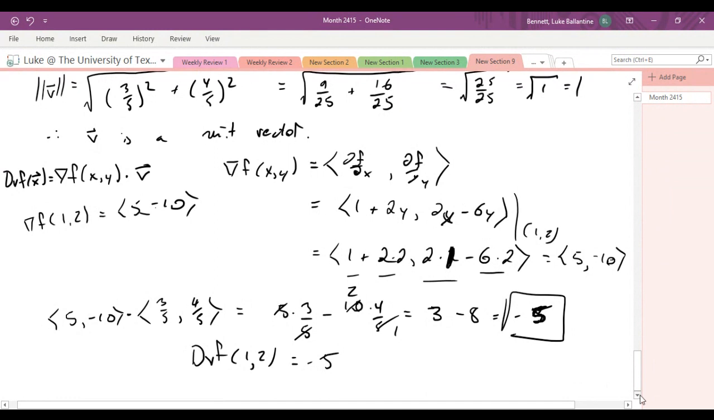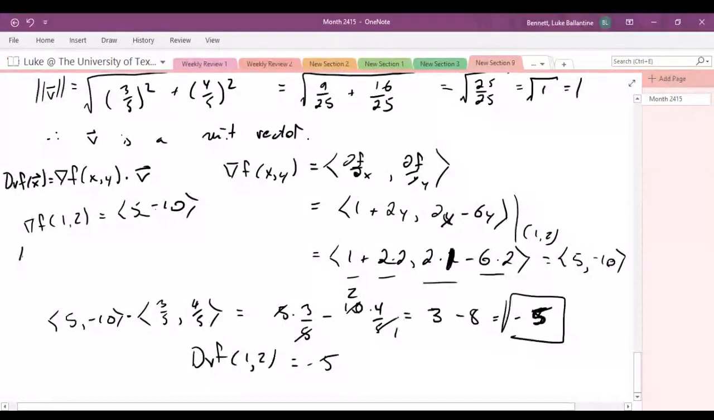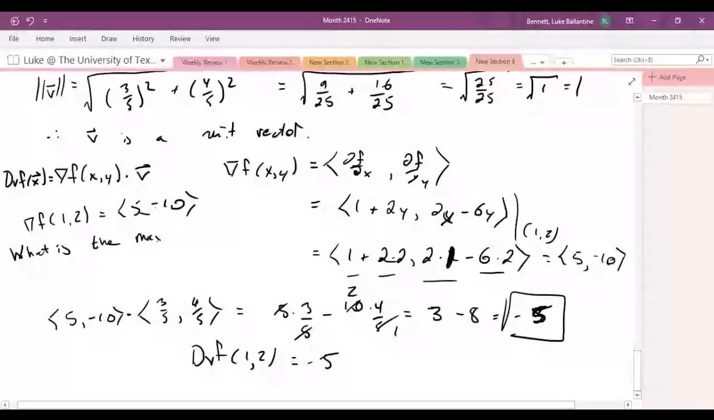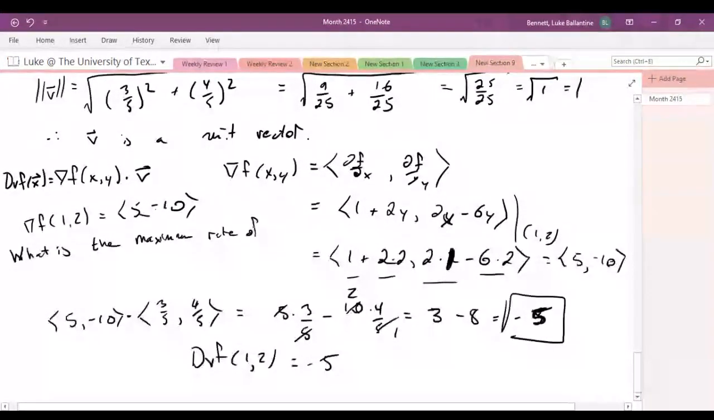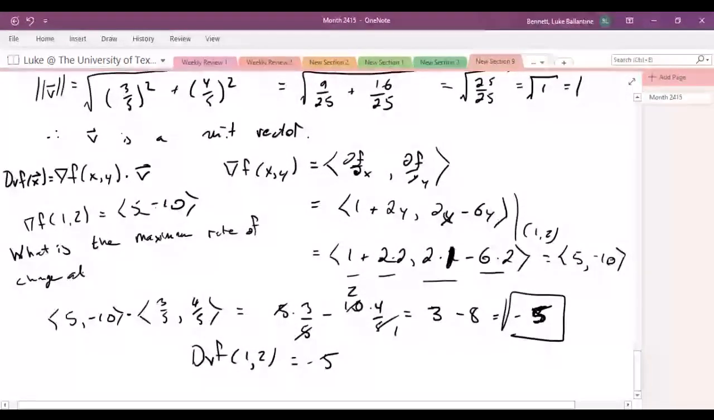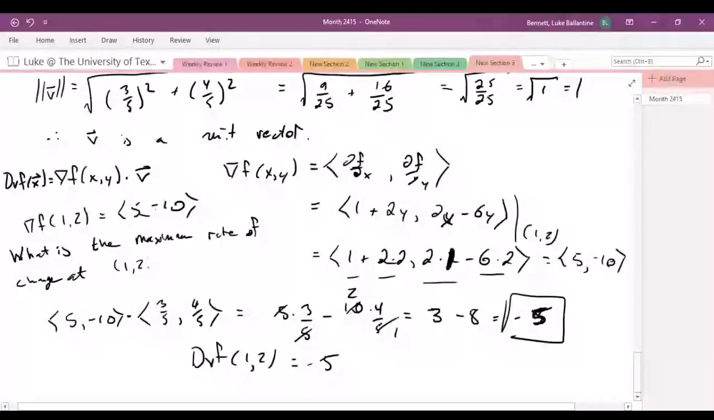Okay. I'm going to ask a question. What is the maximum rate of change at (1, 2)?